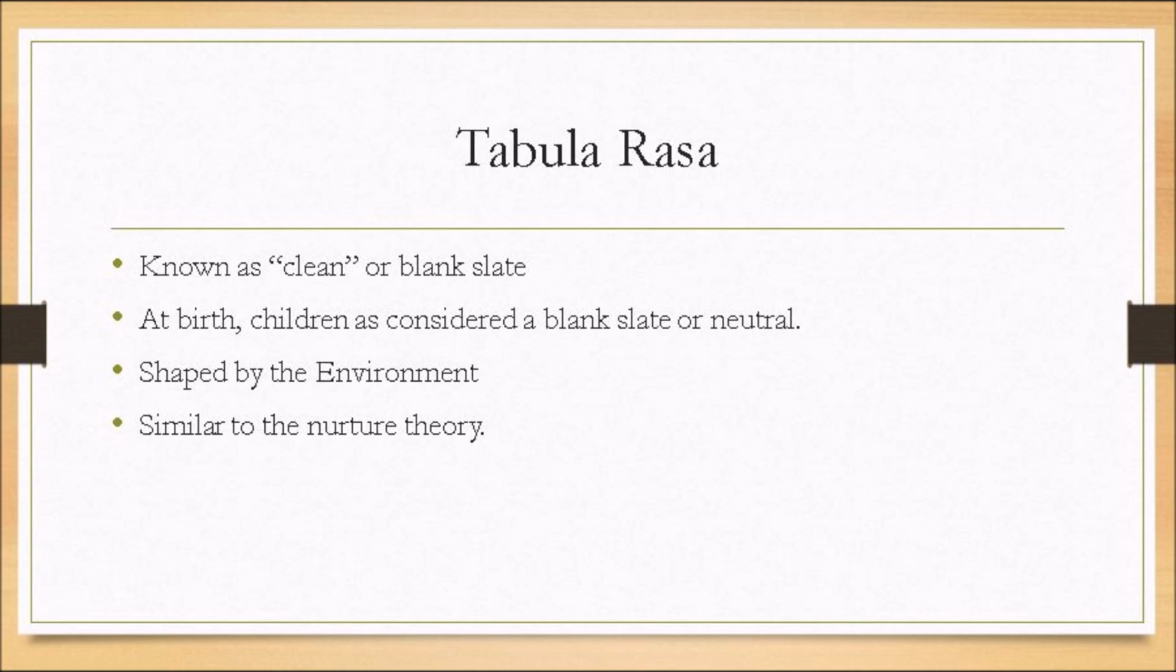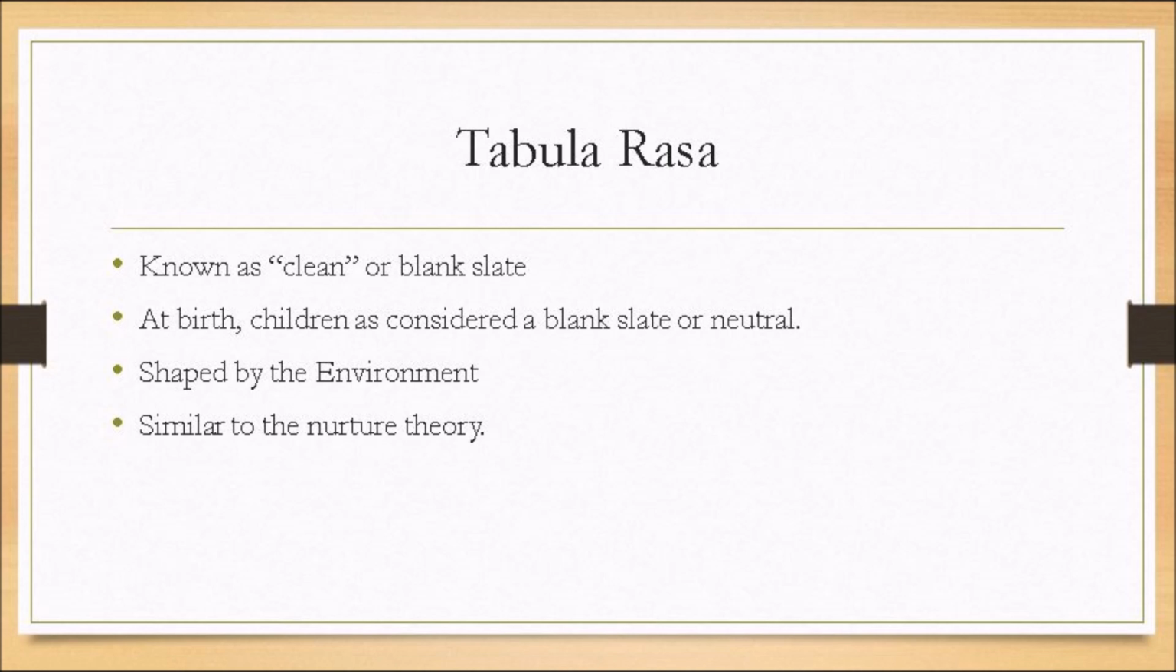Tabula rasa is Latin that translates into English as clean or blank slate. John Locke and other educationalists believe that at birth, children are blank slated, or considered as neutral as possible. Children don't start out as good nor evil. They start out as nearly neutral people, where the adults or the environment surrounding the child shape them into the people they will become.